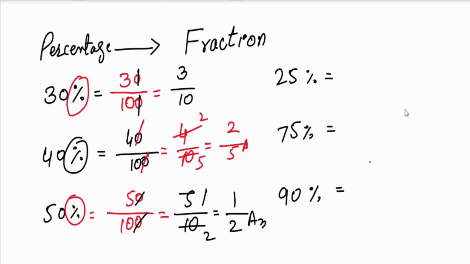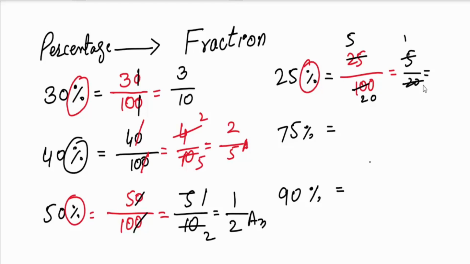Now 25%. This is interesting. 25 over 100, because we know that we remove the percentage sign and put 100 as the denominator. So now 5 5s are 25, 5 2s are 10, and this 0. This is 5 over 20. Now this is again divisible by 5, because you have to convert the fraction to its lowest form. 5 1s are 5, 5 4s are 20, this is 1 over 4.